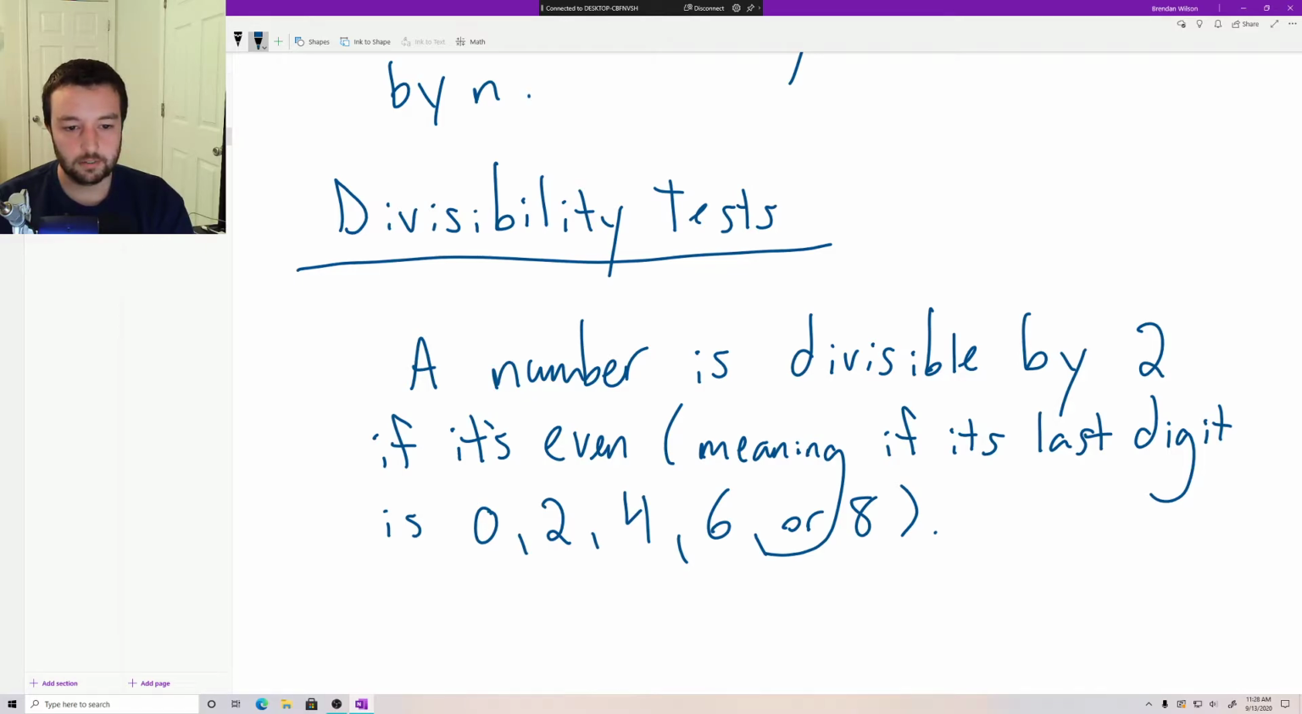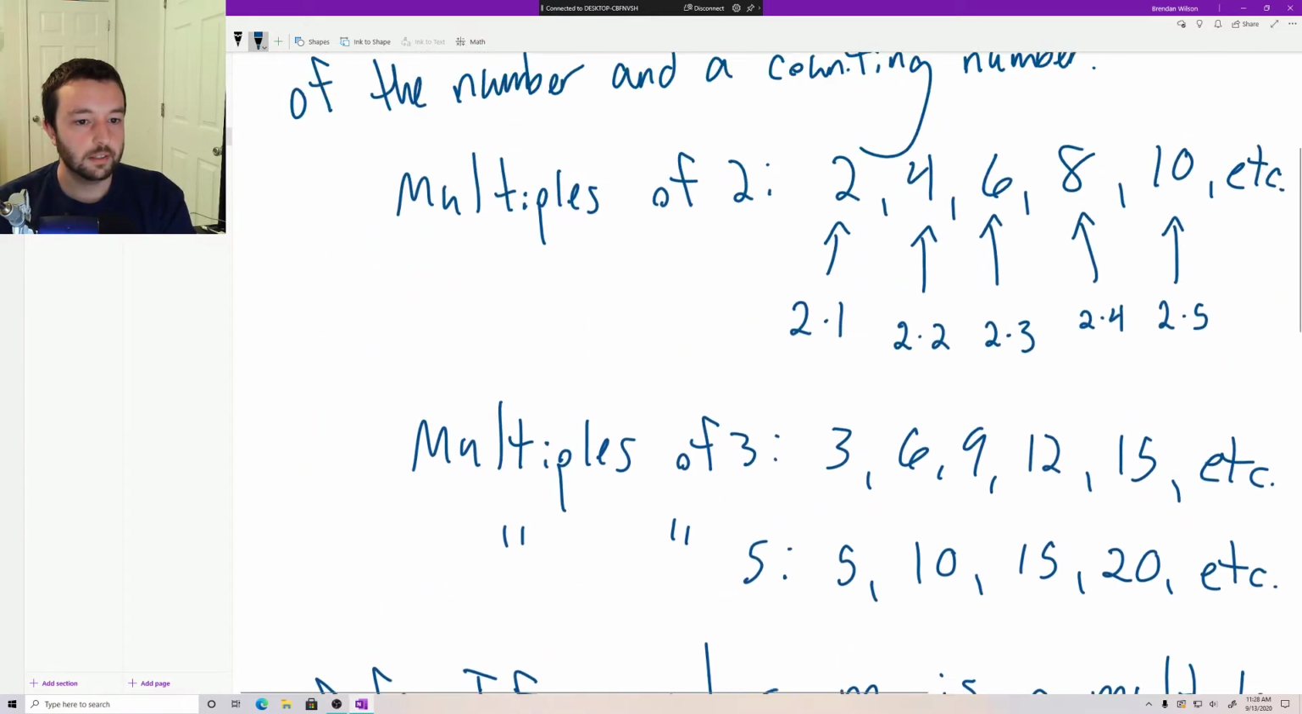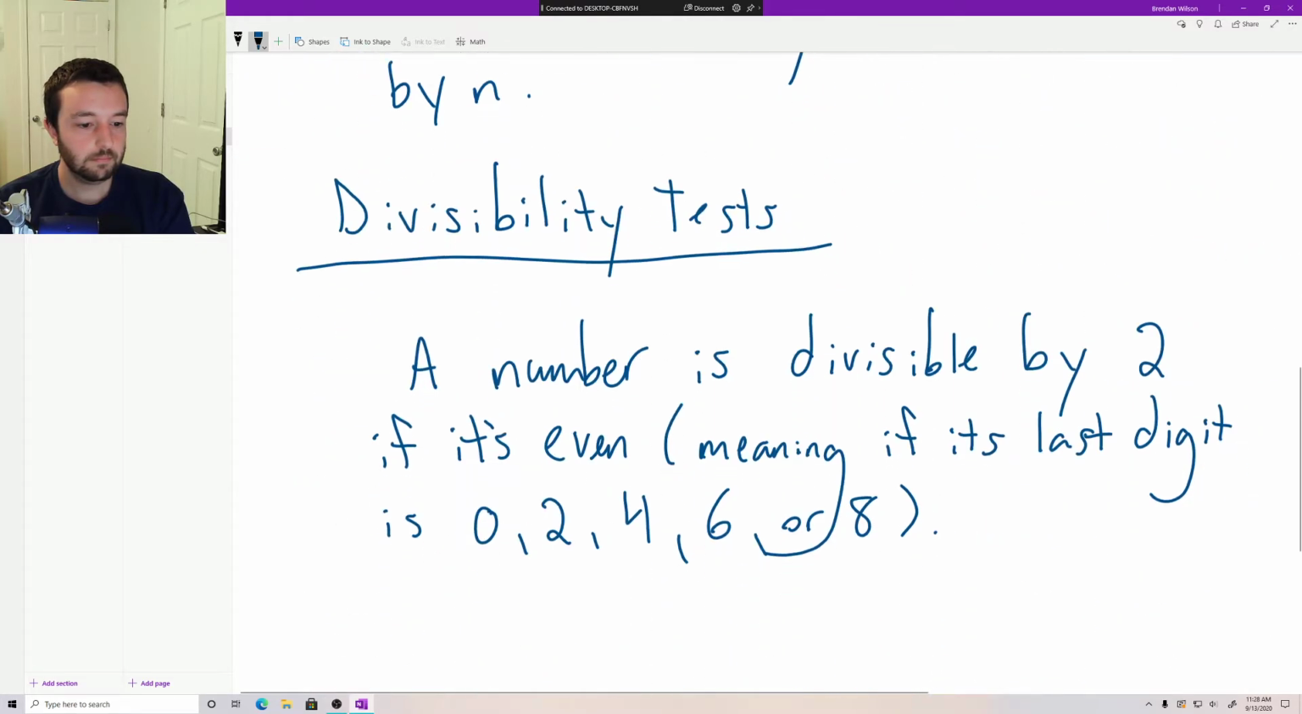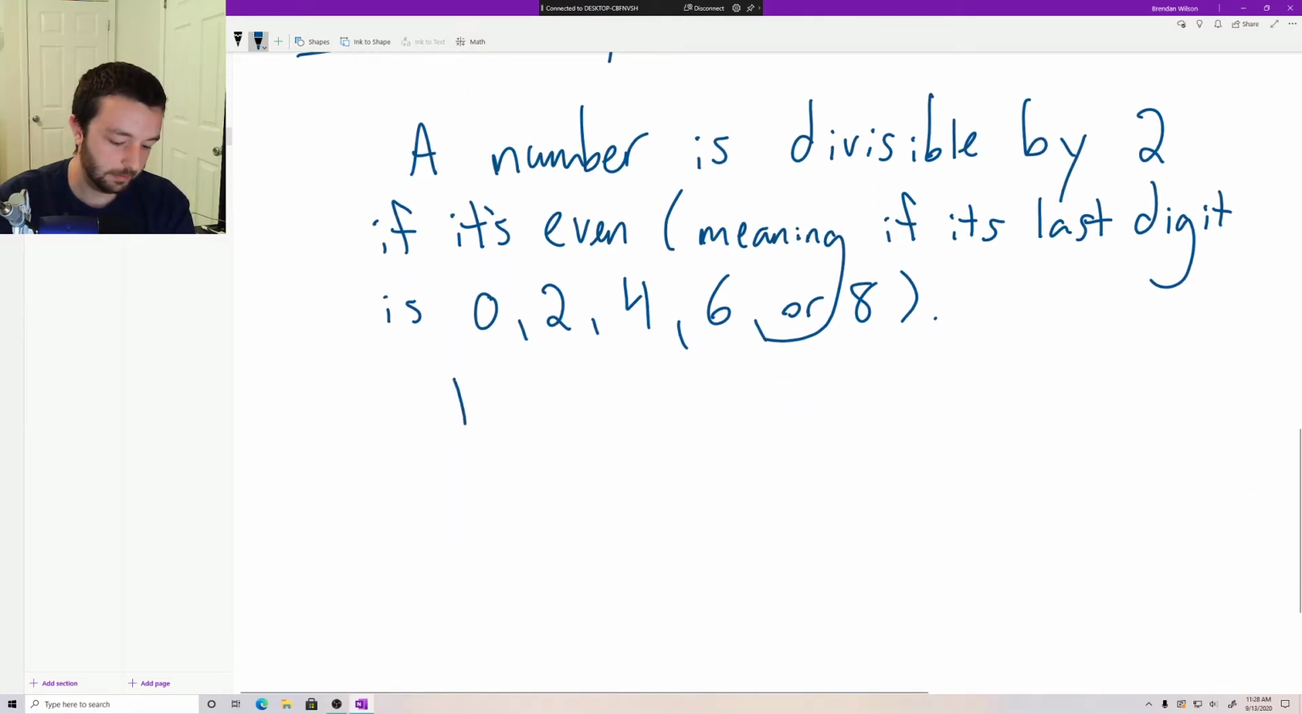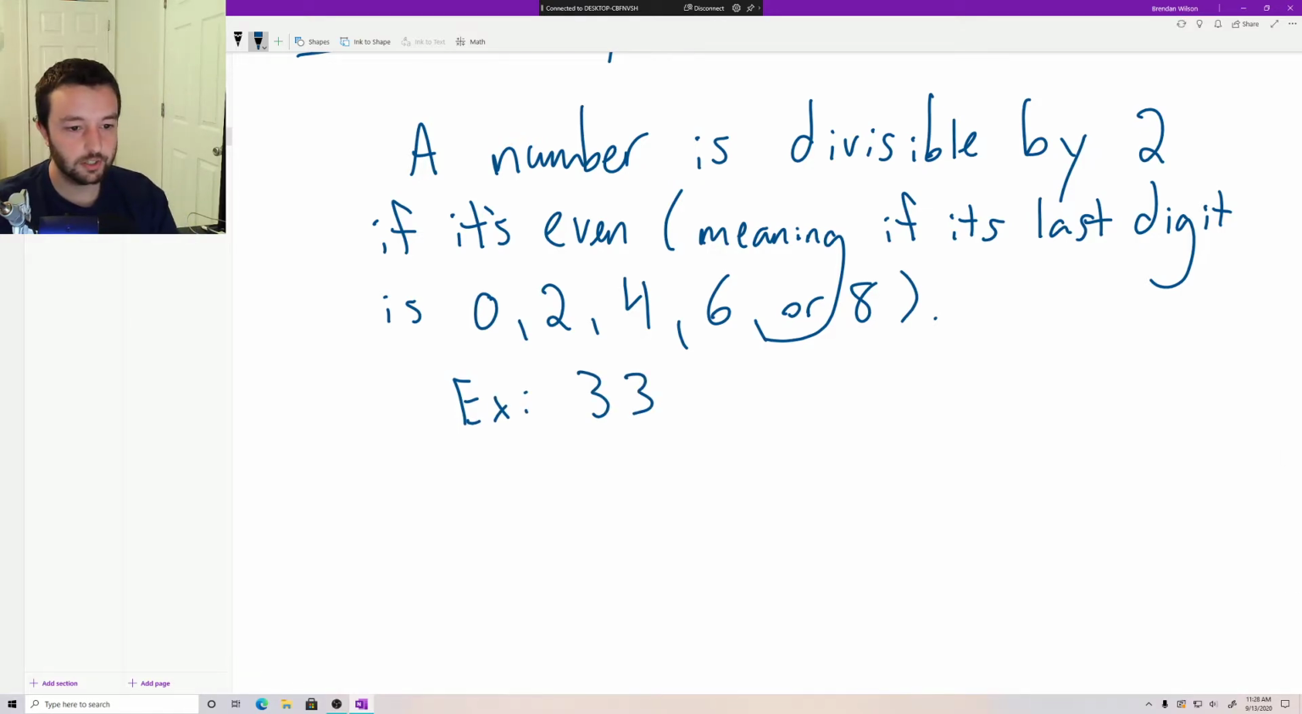So this one's a relatively easy divisibility test to do because all we have to do is look at the number. We don't have to do any more work than that. So if we wanted to look at, for example, 33, we can just look at the last digit. The last digit's 3. That's not one of the ones in our criteria. So we know that 33 is not divisible by 2.